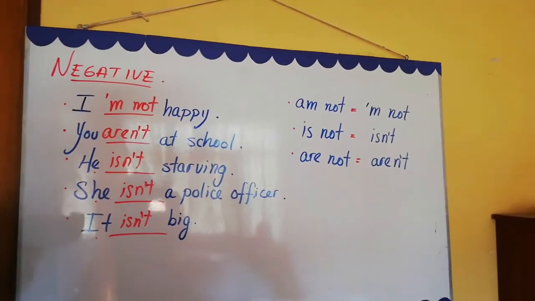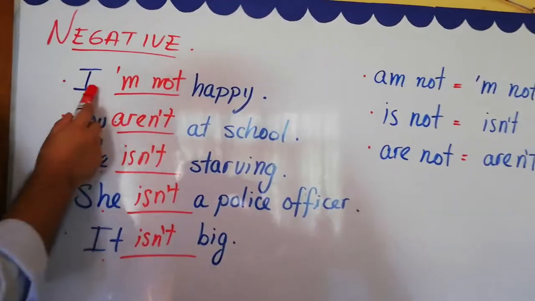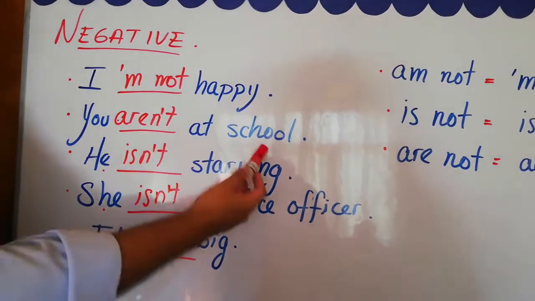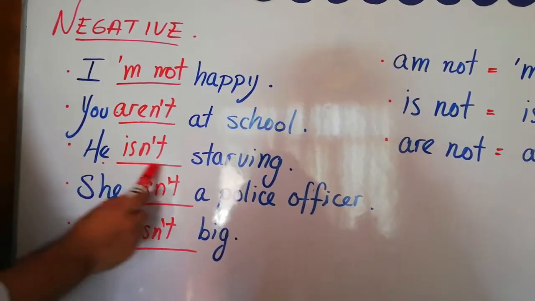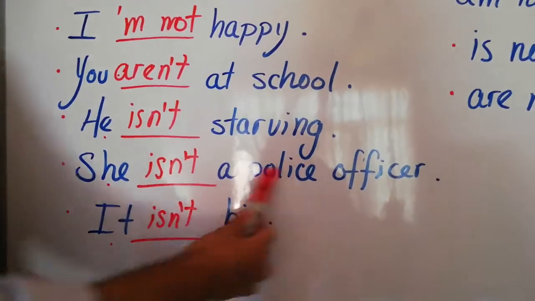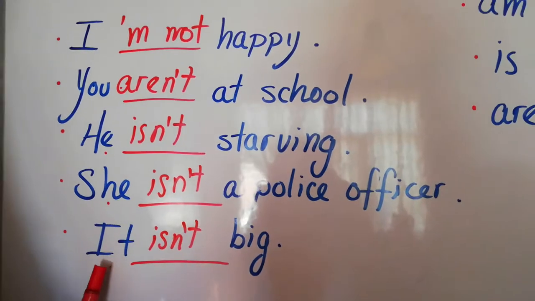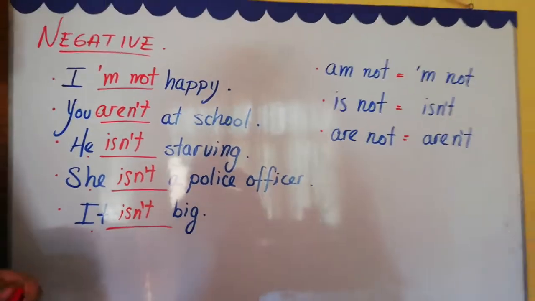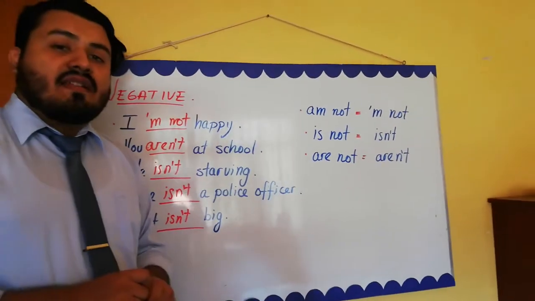So let's remember, let's review a little bit. I'm not happy. You aren't at school. He isn't starving. She isn't a police officer. It isn't big. Perfect. Now let's continue with the plural sentences.